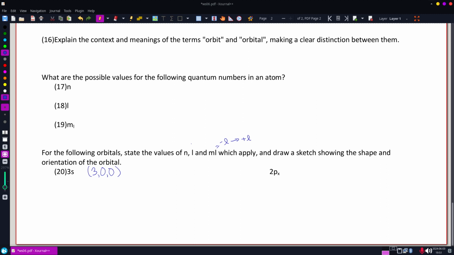And being that it's an l of 0, or an s orbital, when I go to sketch it, I'm just going to draw a sphere. Of course, it looks like a circle because I've got 2 dimensions.